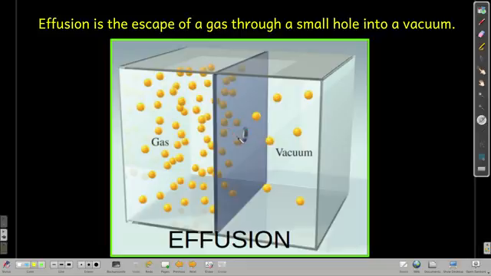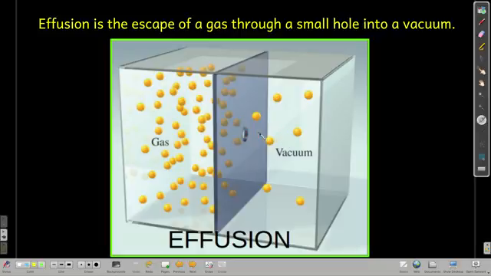But at first anyway, because there are a lot more of the gas particles over here than there are over here, there are more going from the left to the right than there are going from the right to the left. And so you start getting more particles over here and fewer over here. But all the time, there still are some of them going back the opposite direction, just not as often as they're going from the left to the right.